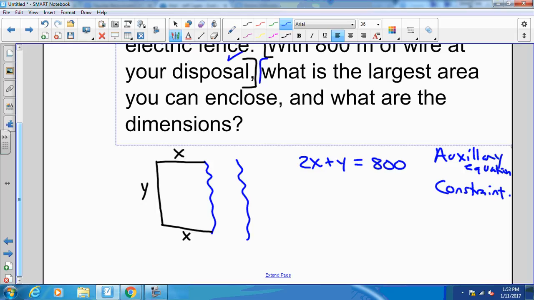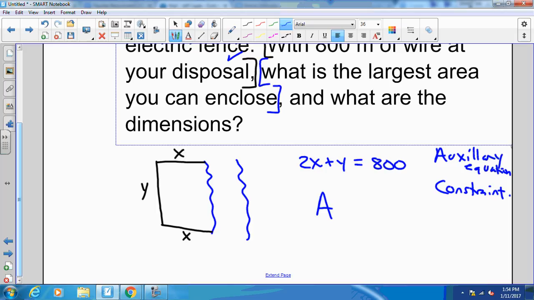Now we go to our next phrase here. What is the largest area you can enclose? Aha, I see a word that signals max. What word is that? Largest, exactly. And so that tells me the function that I'm trying to construct, and I'm going to label that as area. And what is the area in my well-labeled diagram? Hint, what shape is this? So what's its area? X times y. X times y, that's right.